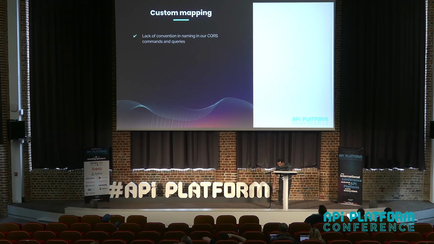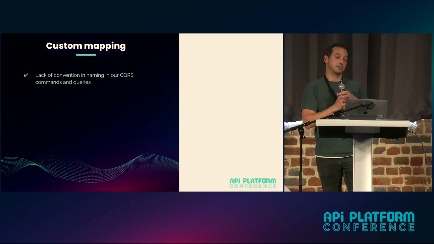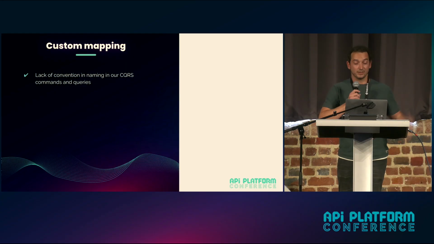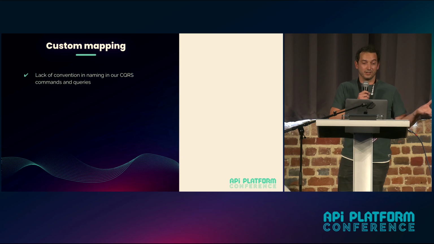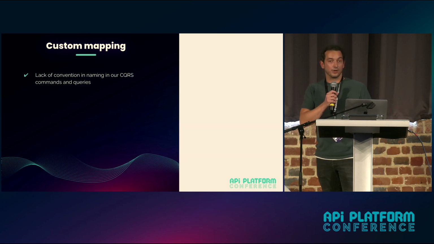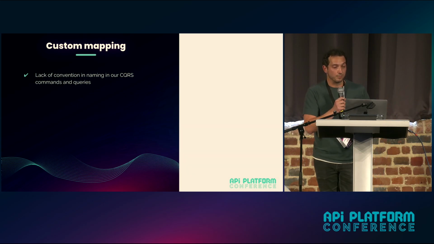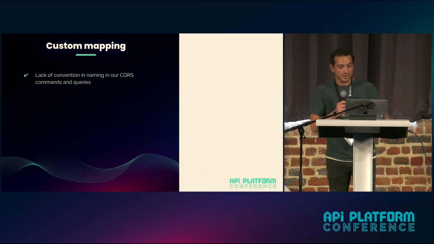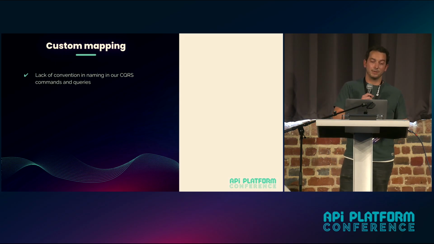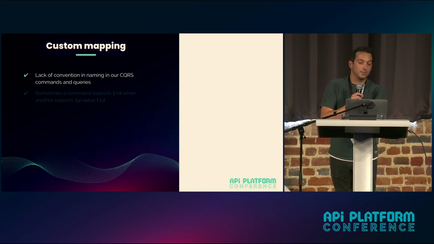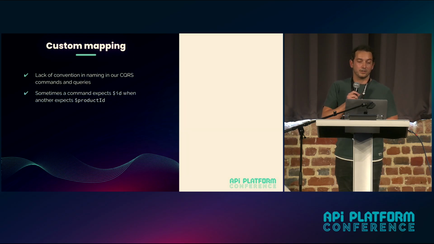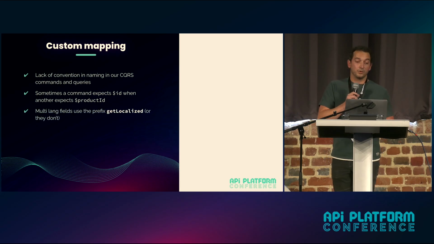So a bit about the custom mapping, which was something that we struggled a little bit with. And as Antoine said earlier, he developed a new component for this, so we probably won the first one. But we need to adapt the naming of our CQRS command because, let's be honest, they were sometimes a bit badly developed. The IDs don't match between the command and the result. We have multi-language fields that always start with get localized. We don't want that anymore.